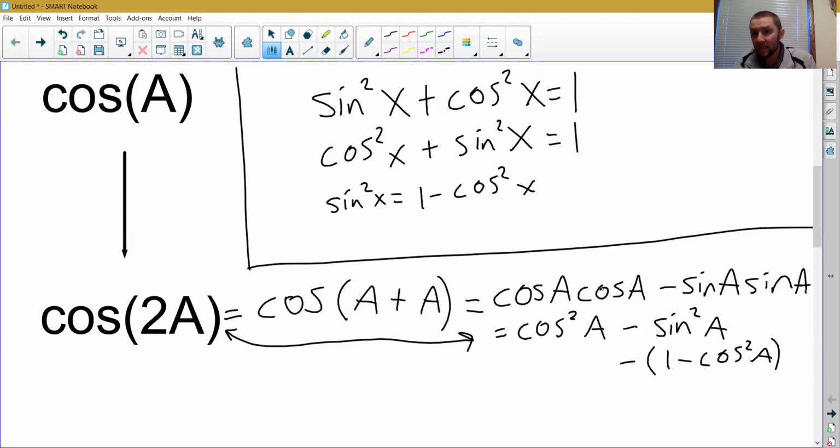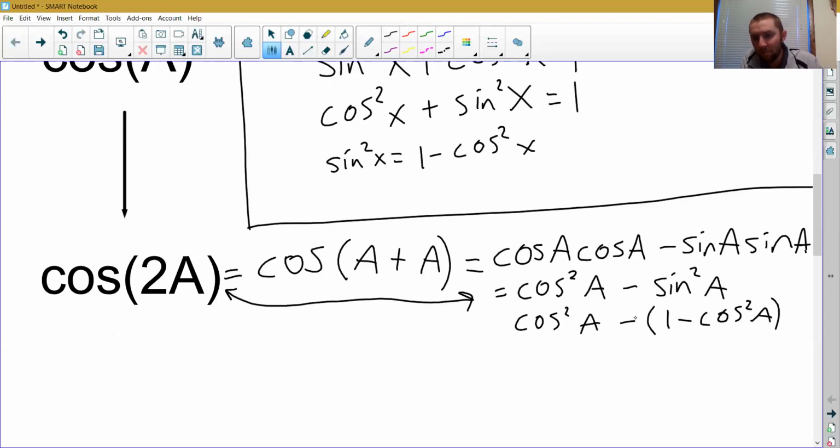We can remember our ideas from the Pythagorean identities. We can replace the sine squared in our double angle formula, and now it says cosine squared A minus (1 minus cosine squared A). So if I simplify this a little bit, when I subtract both of these pieces, I'm really subtracting the 1 and subtracting the minus cosine squared, right? So there is certainly going to be a minus 1. There's also going to be a minus, minus cosine squared. Minus a negative is really like adding, so this becomes plus cosine squared A.